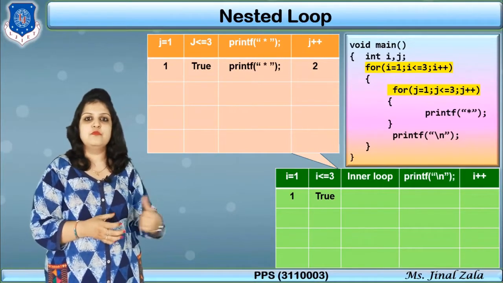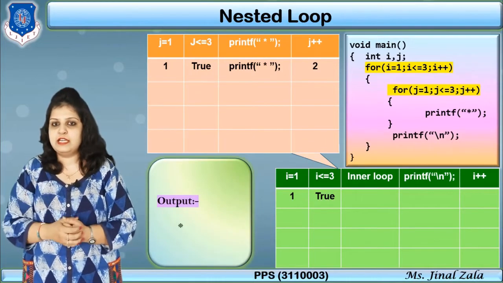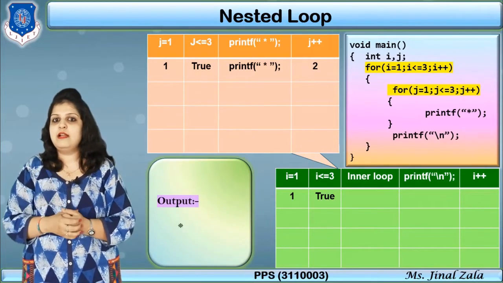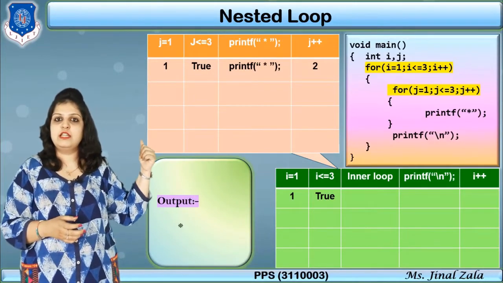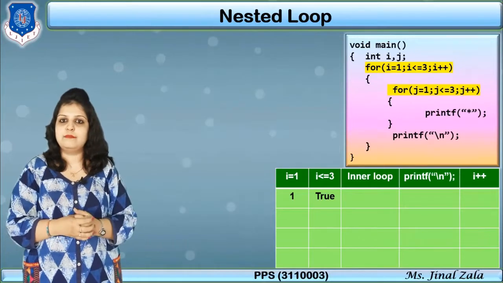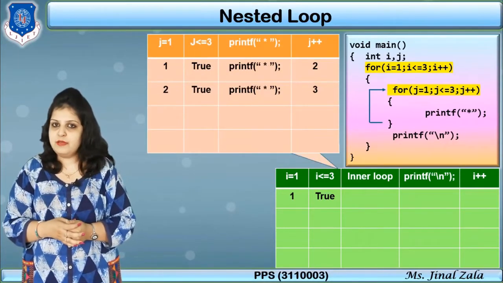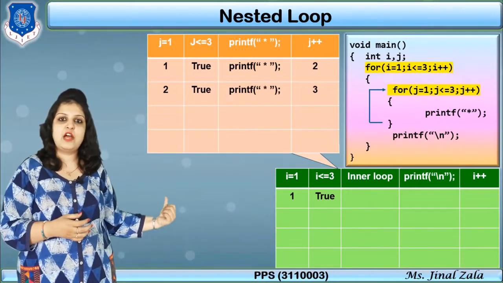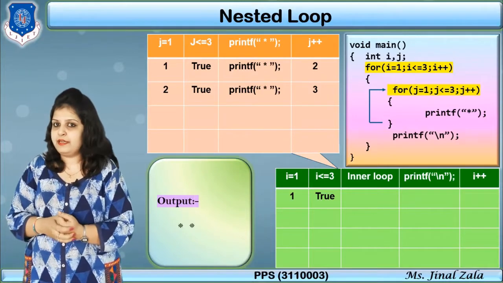So in output 1 star will be printed, and then after that j is incremented. So our next j value becomes 2, right. So again check the condition that 2 less or equal to 3, meaning j less or equal to 3, yes. So again printf will be executed, meaning the next star, the second star, will be printed, and j is now incremented.